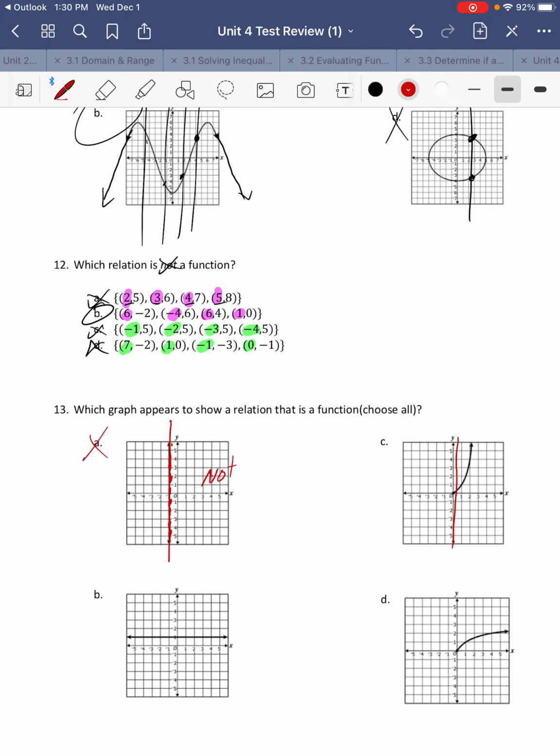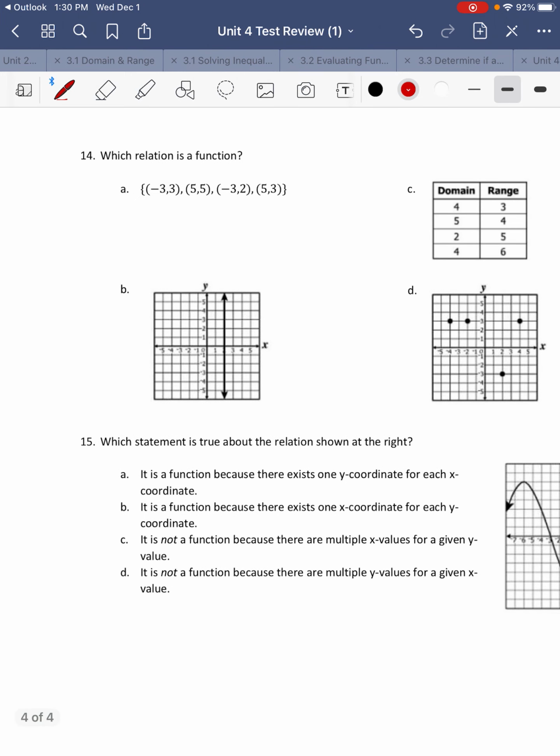You can draw a vertical line anywhere on B, and it hits one time, intersects one time, intersects one time. So that is a function. And C is the same deal. Anywhere along here, it only hits once, so that is a function. So all three of those, B, C, D.